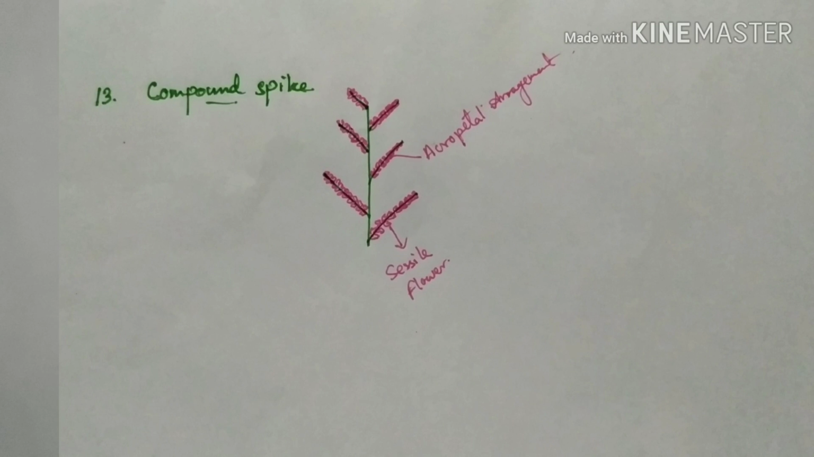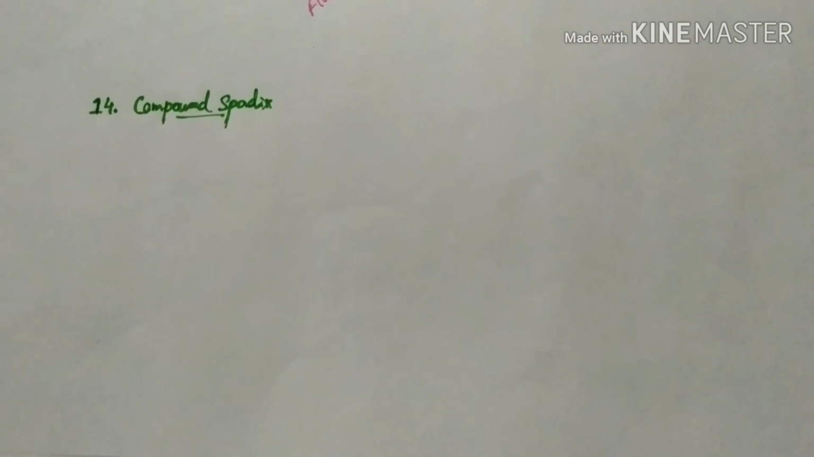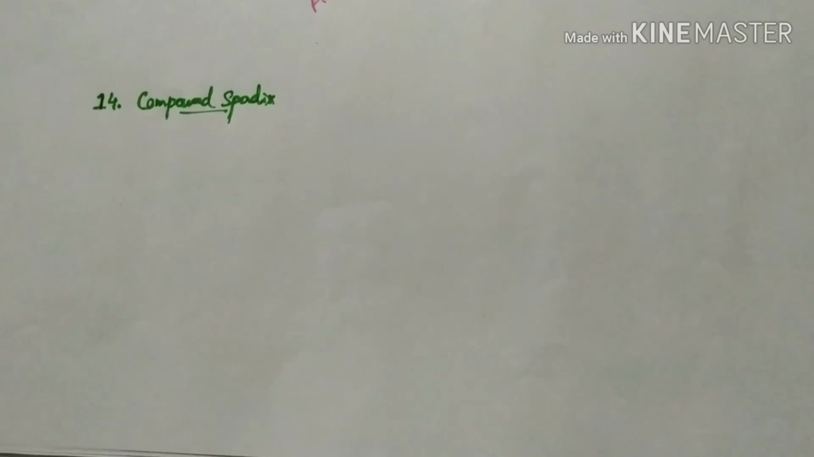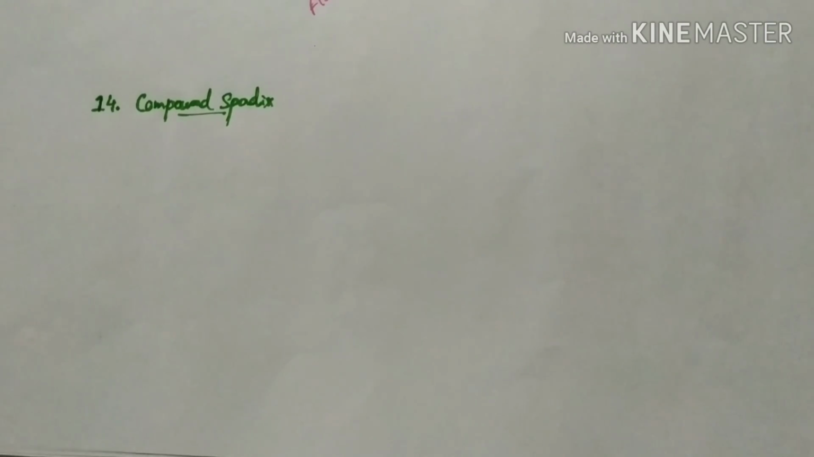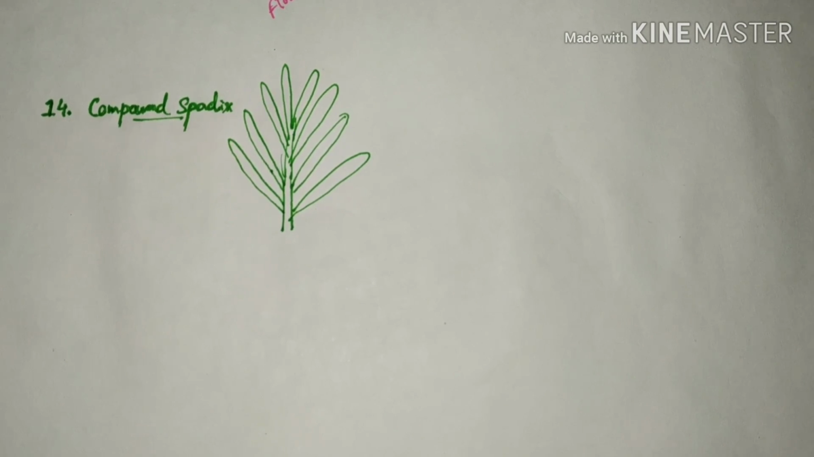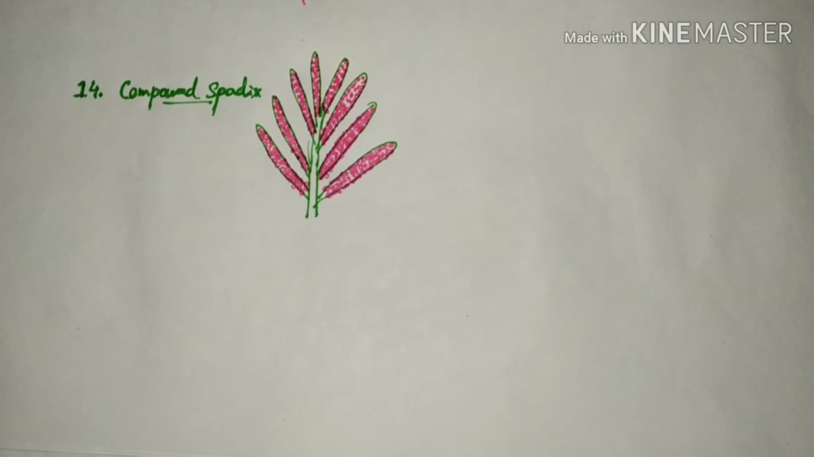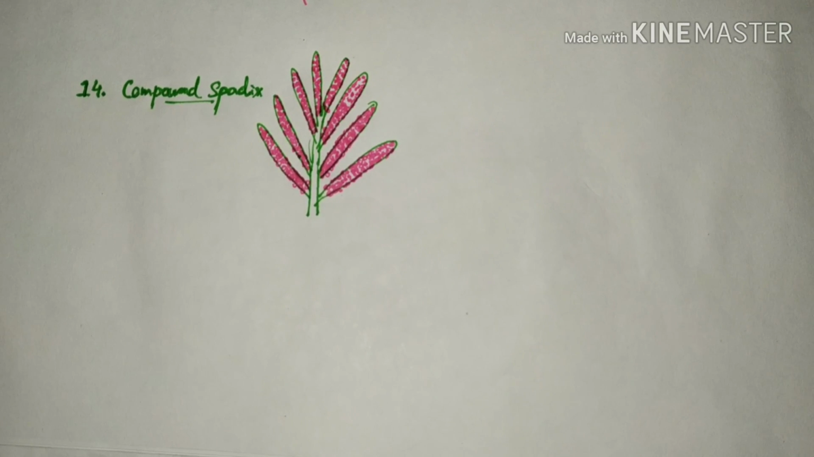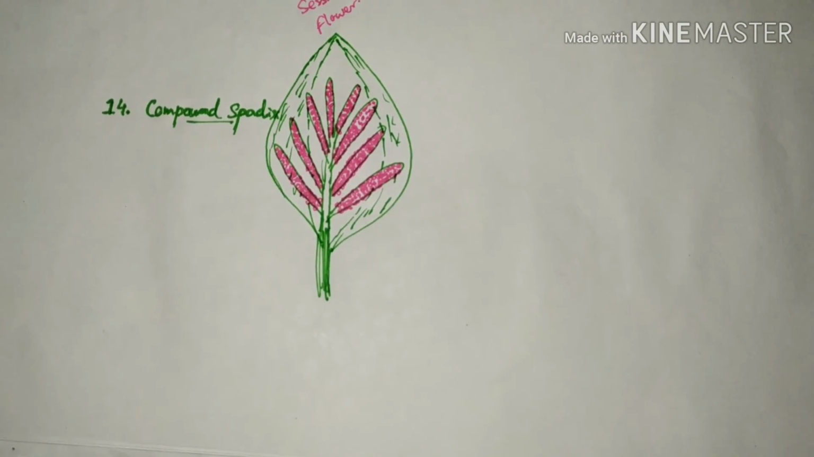Next is compound Spadix. In this case, like Spadix, rachis are flat and fleshy and contain flowers, but within a main axis, many rachis are present. All rachis contain flowers. Flowers are arranged acropetally, and all flowers are covered by a membranous bract. So this is about compound Spadix inflorescence.